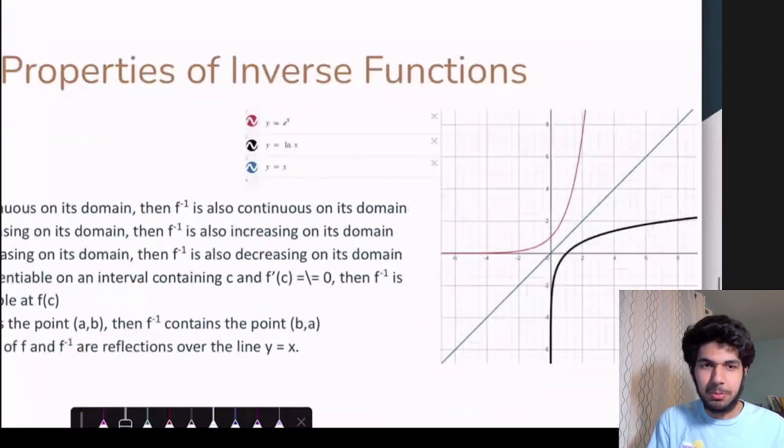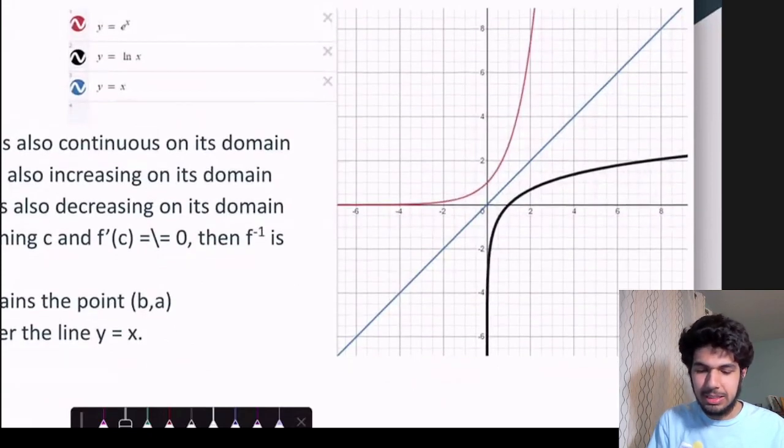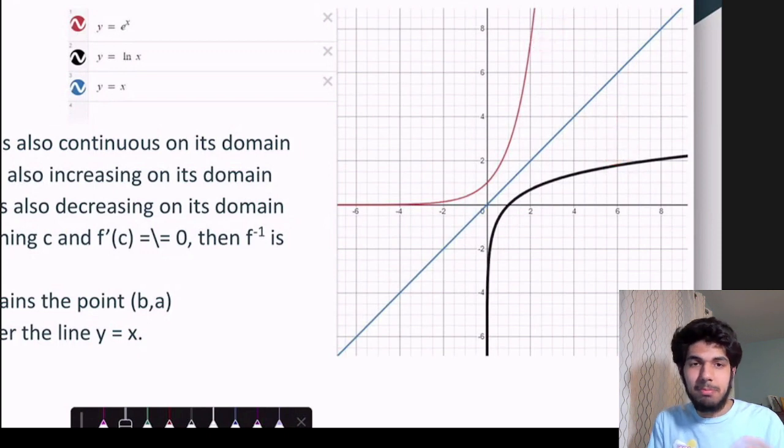So we see a nice little picture here, where in red we have the graph of e to the x, in black we have the graph of ln of x, which is the inverse of e to the x, and then in blue we have the line y equals x, and we can see that e to the x and ln of x are mirroring each other about the line y equals x. So I think that's pretty neat.